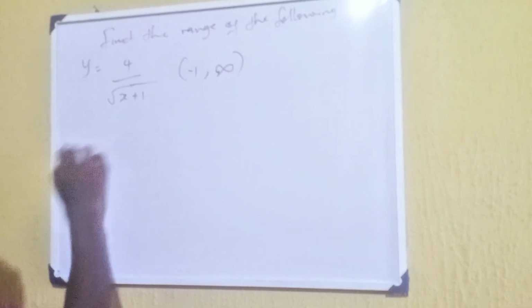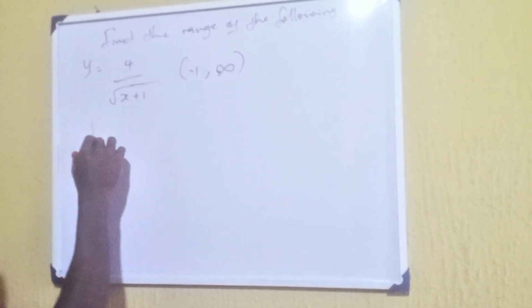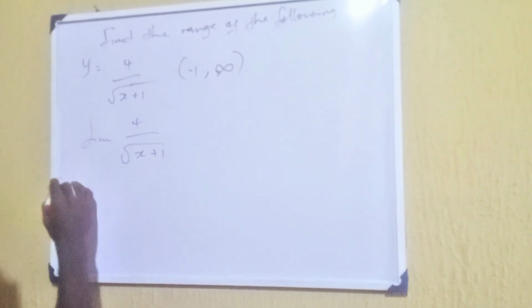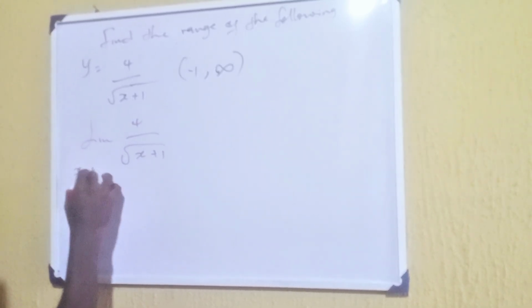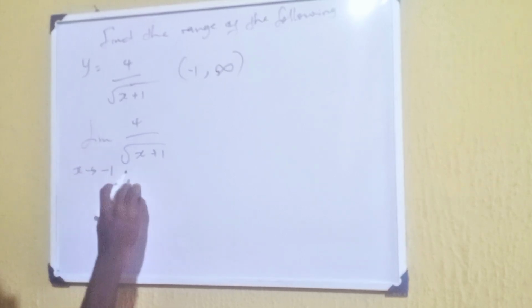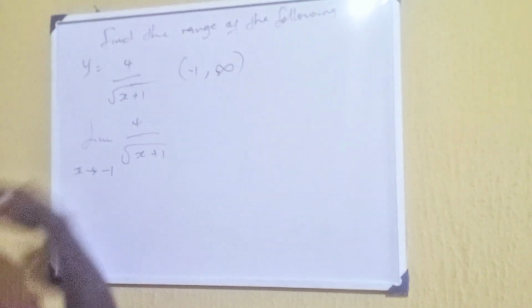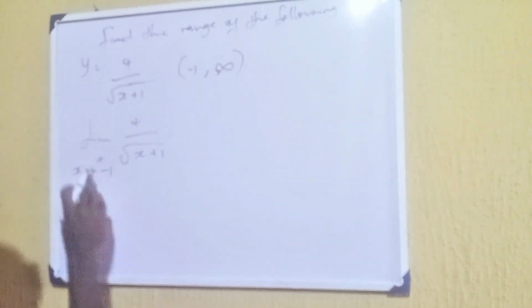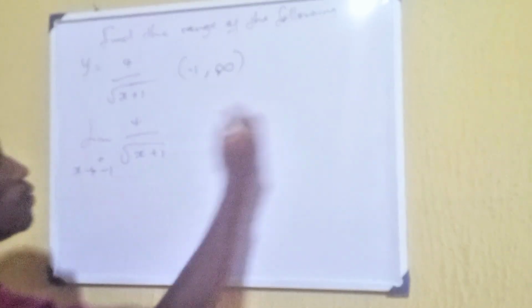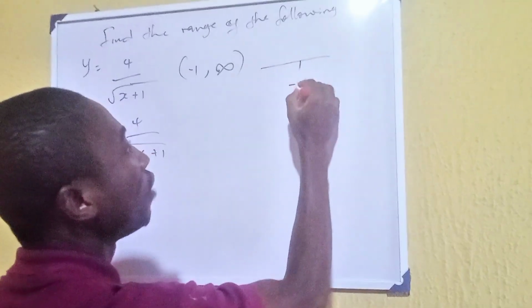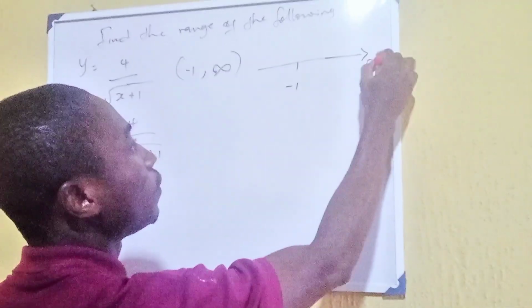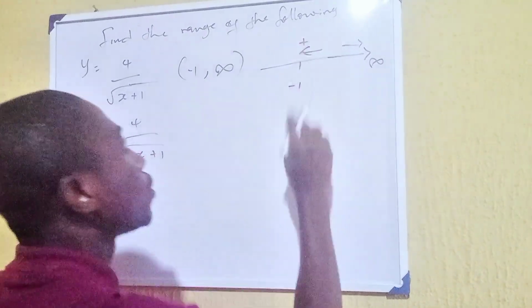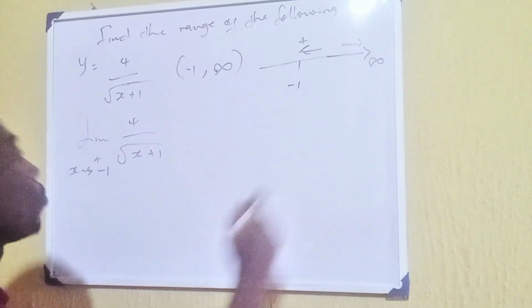Let's take the limit of the function. We have the limit of 4 over root x plus 1 as x tends to minus 1. Now, because this other part is excluded, we'll be moving from the right. So we'll have a plus sign to show that we are moving from the right. That means on the number line we have minus 1, then we have infinity here. So we tend towards infinity and we tend towards 0. So here is called a positive approach.